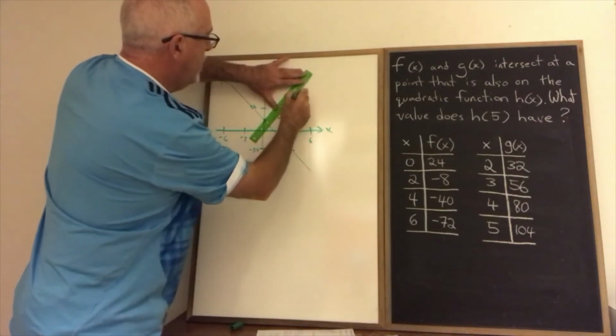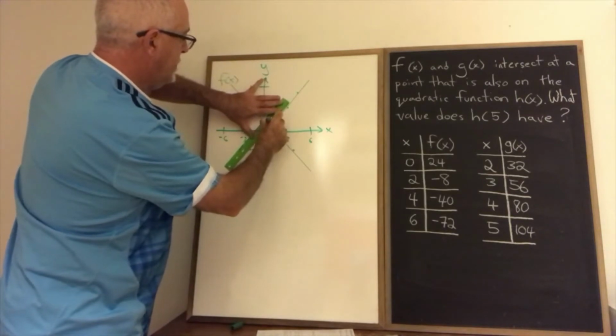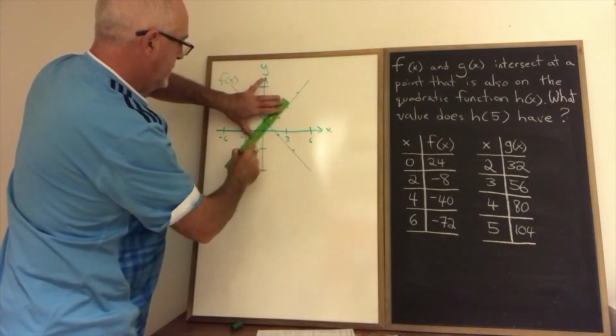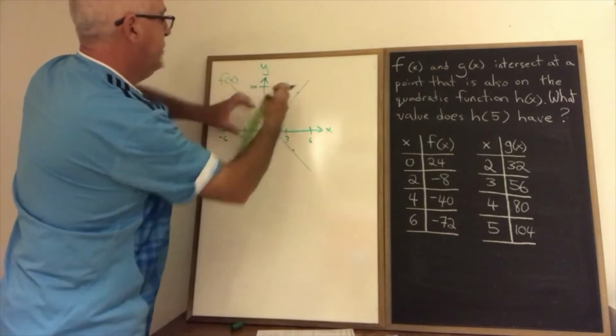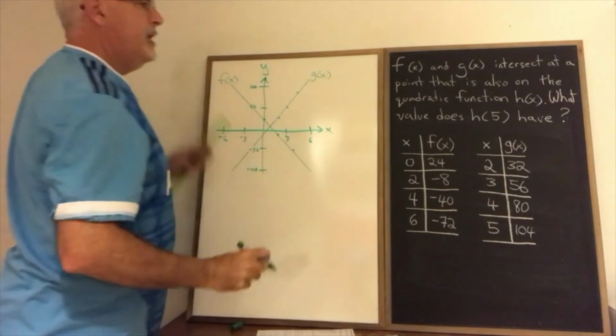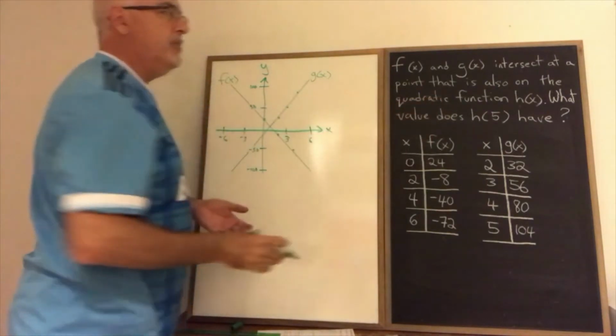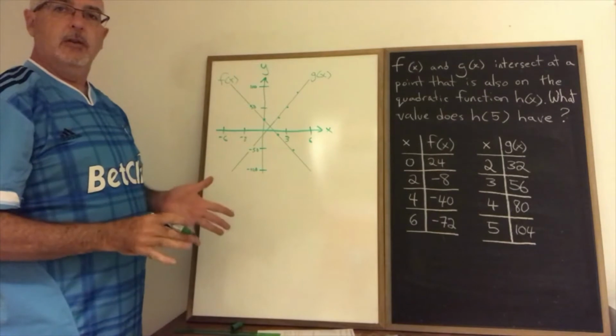So I'm drawing a straight line through it, and again, I'm not jumping to the conclusion that I have absolute proof that this is a linear function. There's my g of x. Now we have to get into h of x. We don't have very much information about the quadratic function h of x.